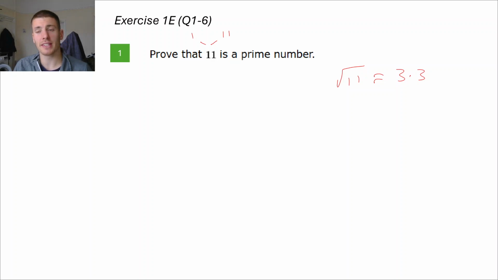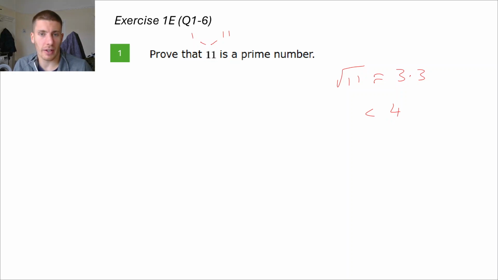Okay, so if we just consider the factors that are less than 4, if there are no factors of the number 11 that are less than 4, that must mean that there are no factors of 11 greater than 4. Because if there were a factor less than 4, you should be able to multiply it by a factor bigger than 4 to make the number 11. So if there's not a factor less than 4, we can just say 11 must be a prime number.